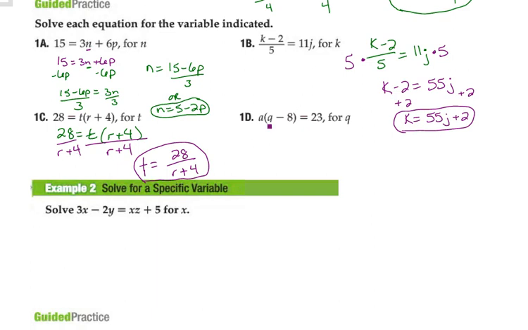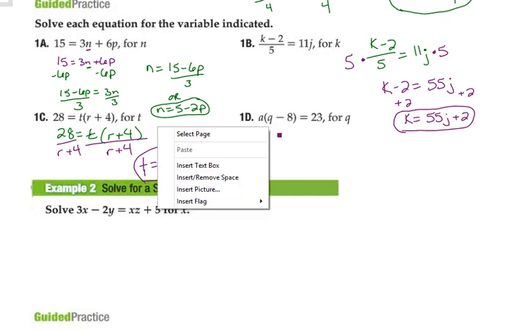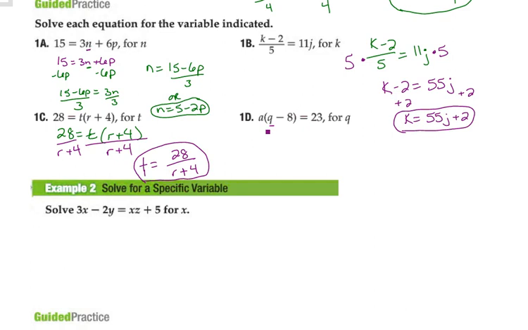So same thing on this one, 1D. We have a times the quantity of q minus 8 equals 23. And we want to solve for q. Okay, well, what's happening to q? The first thing that's happening to q is it's being multiplied by an a. So how do you get rid of multiplication? We have to divide by it.